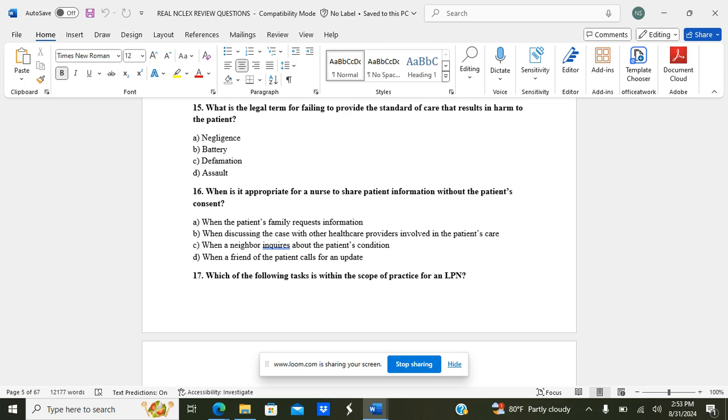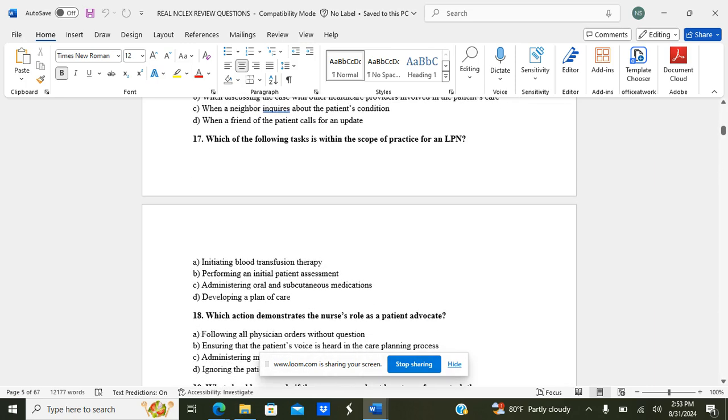That is the best choice. B is the answer: when discussing the case with other healthcare providers involved in the patient's care. Very good. All right. Let's move on to number 17.